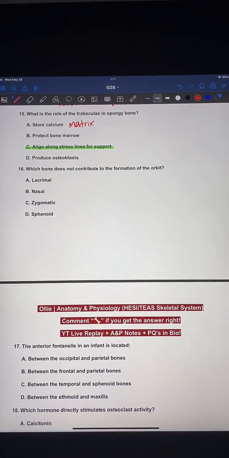Moving on to number 16. Which bone does not contribute to the formation of the orbit?